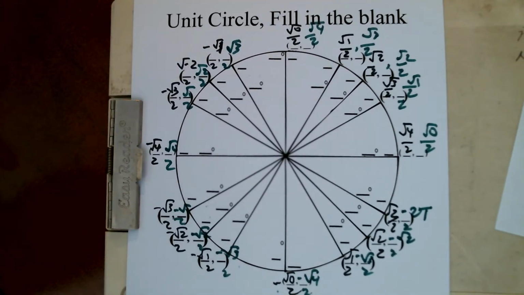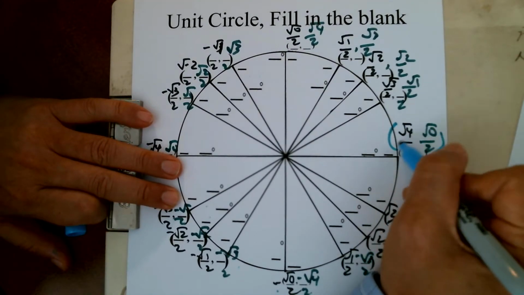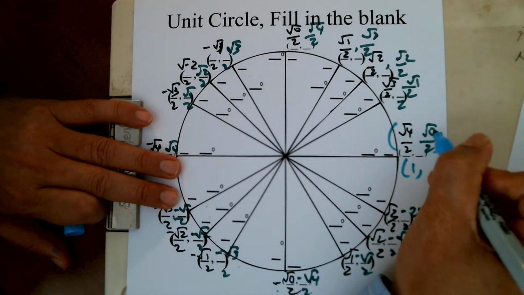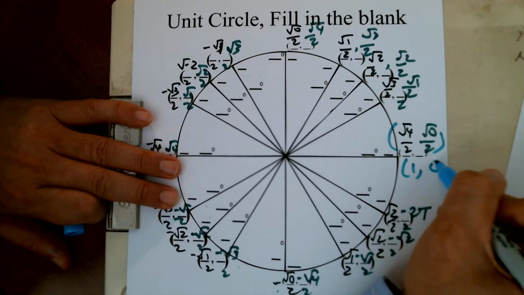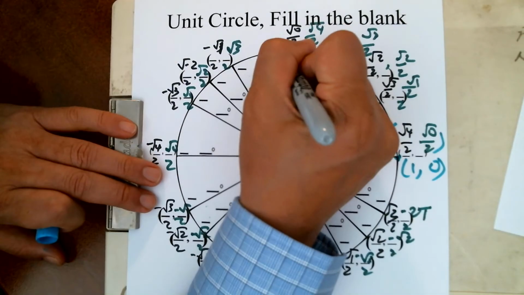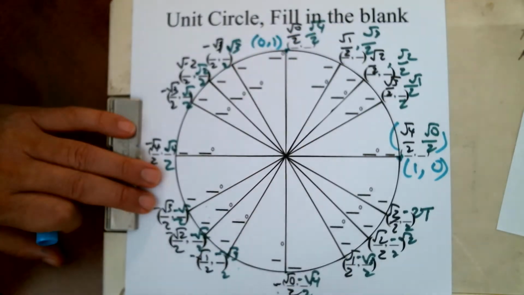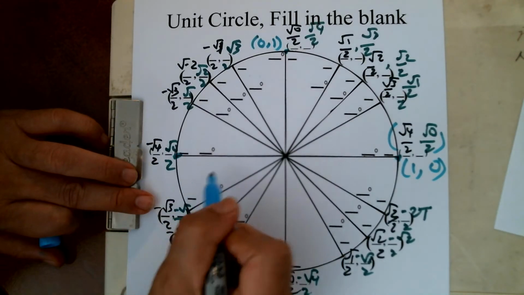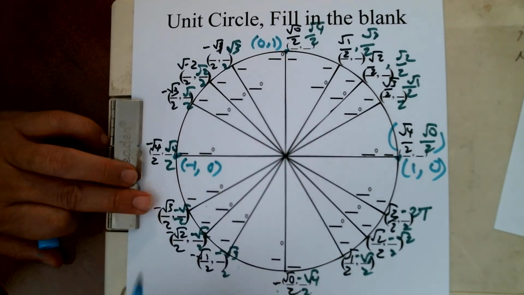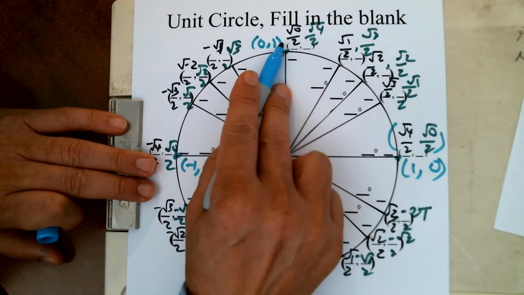Don't forget, some of these answers you have to reduce. Root 4 over 2 happens to be 1. Root 0 over 2 happens to be 0. The coordinate here is 1, 0. And obviously here is going to be 0, comma 1. And then, of course, here it's going to be negative 1 in the x direction and 0 in the y direction. Okay, so root 4, root 3, root 2, root 1, 0.